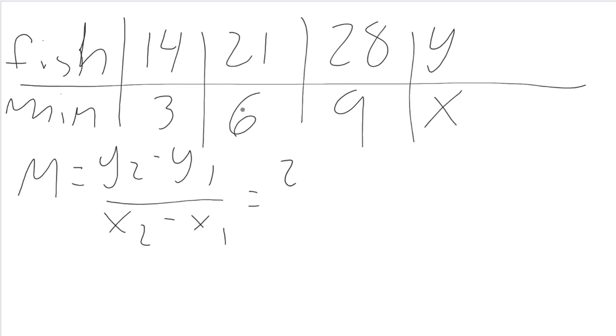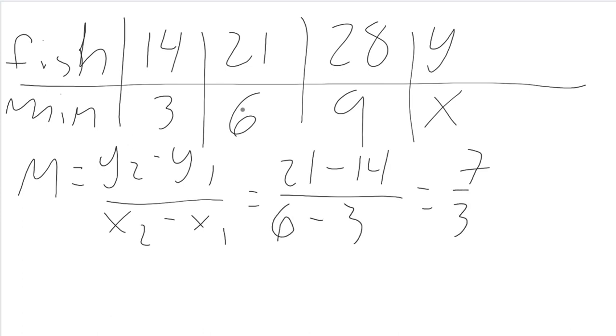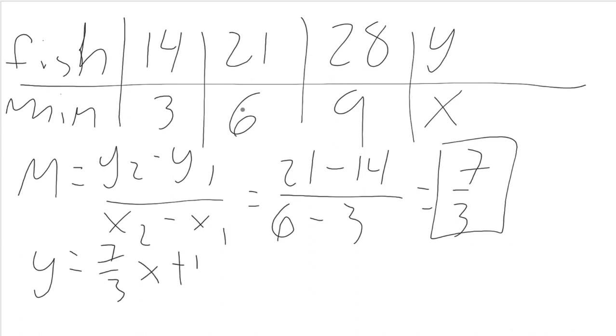So y2 minus y1 is 7. And then x2 minus x1 is 3. So my slope for this equation is 7 over 3. So y is equal to 7 over 3x. So the only thing we have to find is b. To find b, if we want to follow the pattern, we can do that strategy and just say minus 7 minus 3. And then say, here's where x is 0. What does y equal?